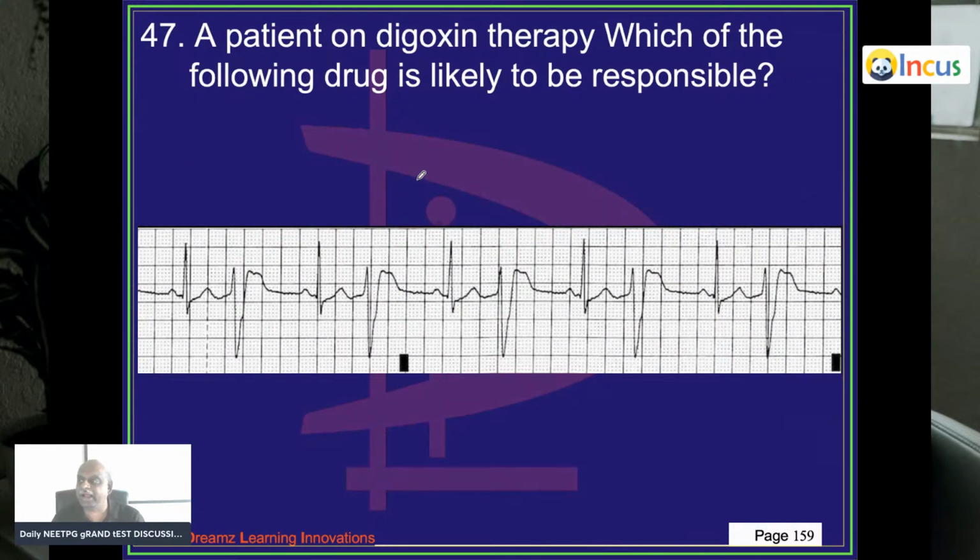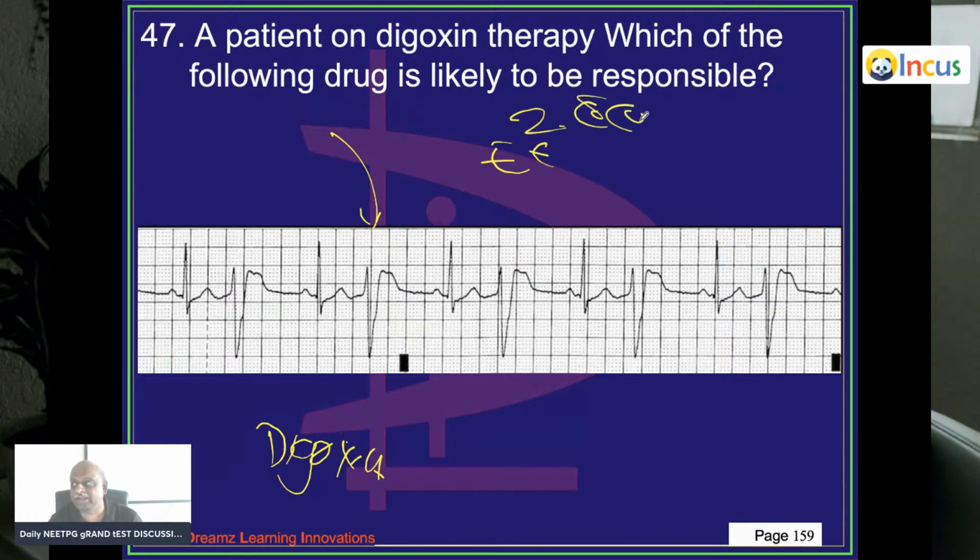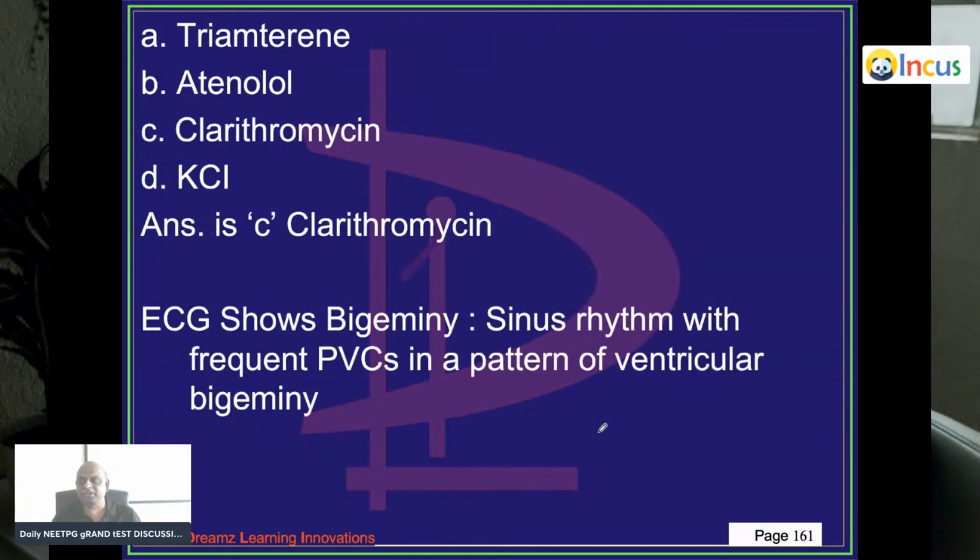Now you have given digoxin therapy. What do you see here? Digoxin toxicity. Without 1 ECG, sometimes 2 ECGs, the examiner will not sleep. So reverse mustache sign, Dali's, similarly check mark sign. All these things you have to be 100% sure about when it comes to digoxin toxicity. So it is clarithromycin which can lead to digoxin toxicity. And what is the ECG showing?